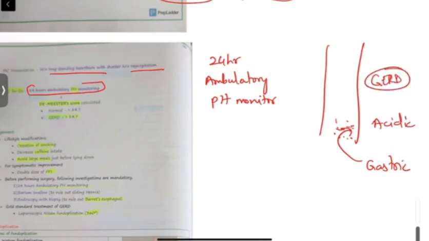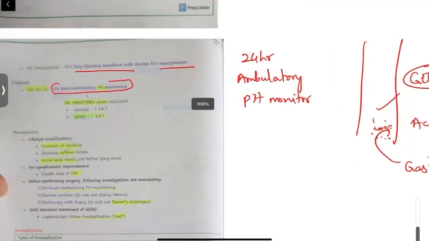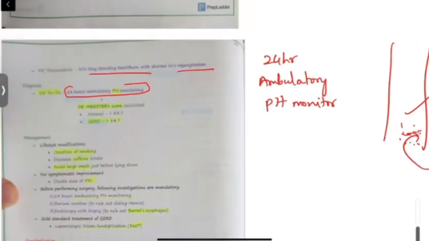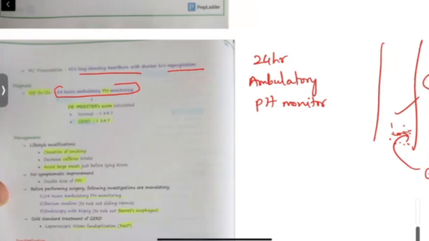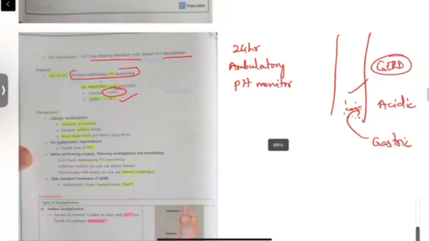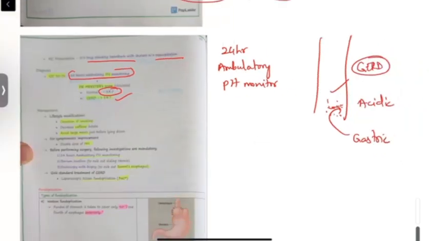So this will confirm that if there is acidic pH in the esophagus, then GERD is confirmed. Okay? We use this as the DeMeester score. That is, normal is less than 14.7. If it is more than 14.7, it indicates that gastritis or GERD is there.